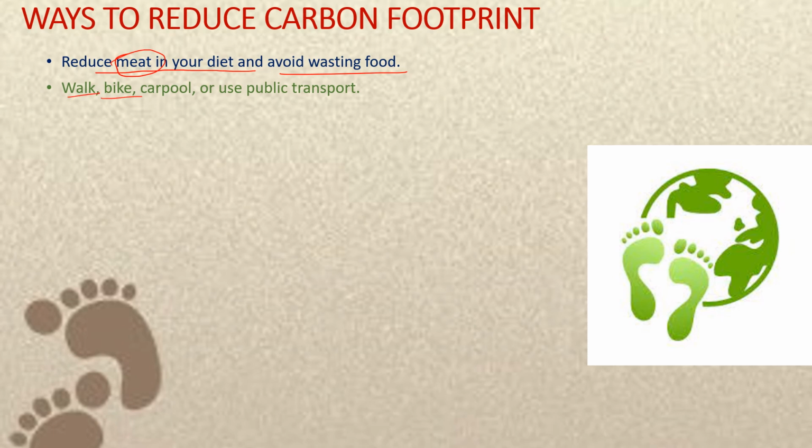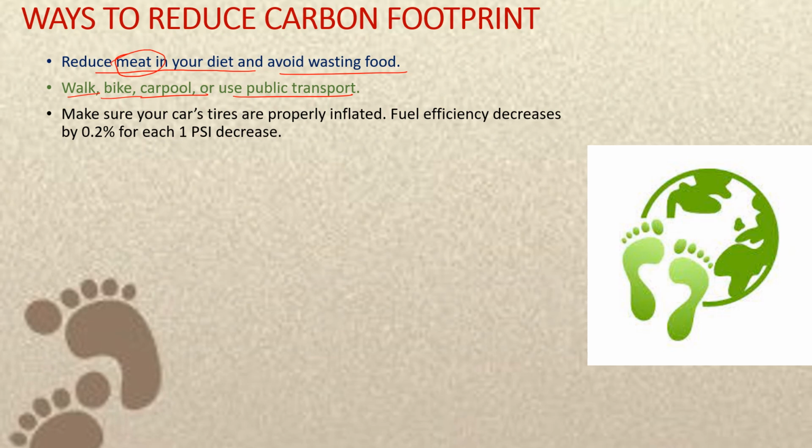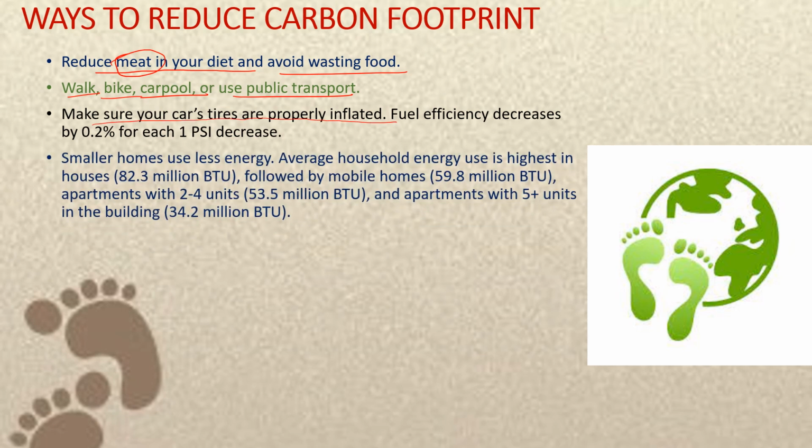You can walk, you can use a bicycle, you can use carpooling and use public transport instead of your own cars to avoid higher rates of emissions, and ultimately you will have reduced your carbon footprint. Make sure that car tires are properly inflated. Smaller homes use less energy. Average household energy use is highest in houses, like 82.3 million BTU, followed by mobile homes and apartments. So the smaller the house, the more efficient it is.